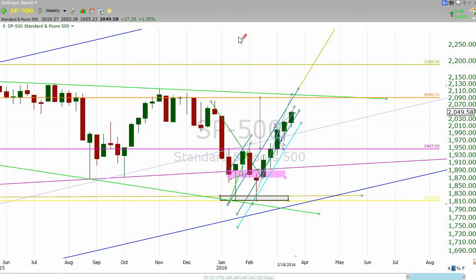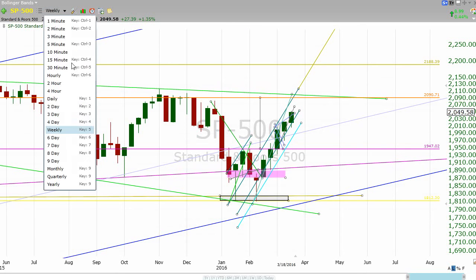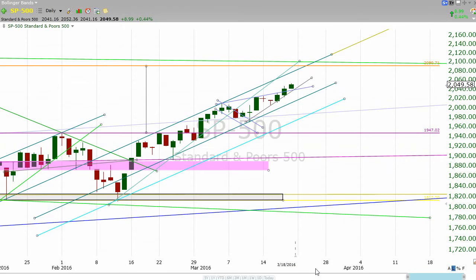Really, if you go back to the middle of the week 6 weeks ago, from that point up, we have been up for 5.5 weeks pretty straight. If we look at that on a daily chart, there you see it.